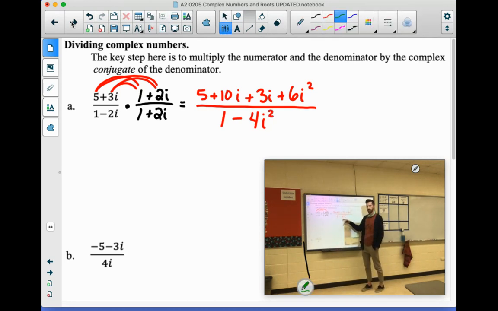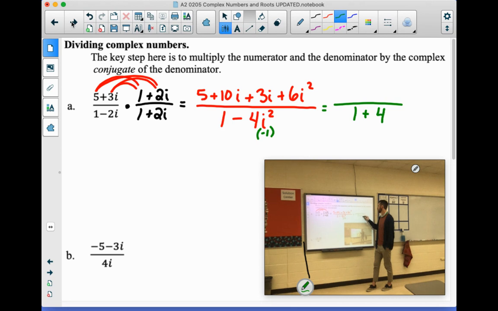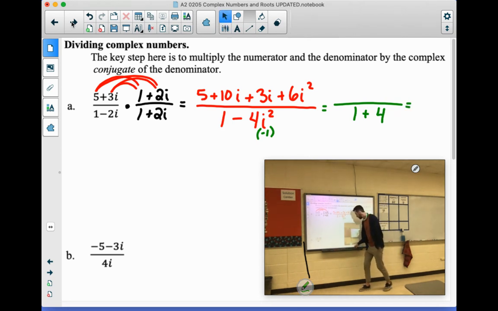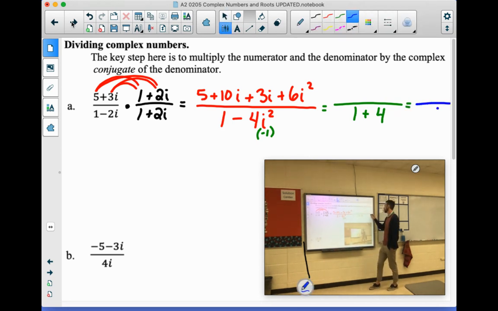Let's finish the bottom here. i squared, remember, is negative 1. So the denominator is now 1. Negative 4 times negative 1 is positive 4. So it would be 1 plus 4, which is 5.